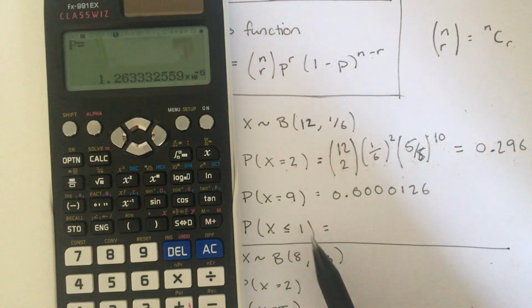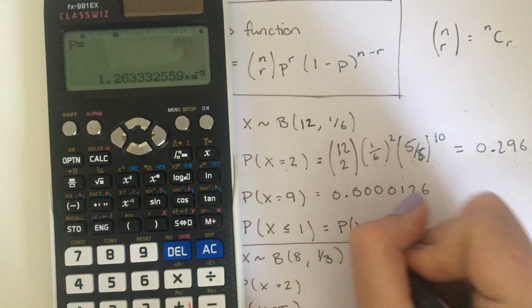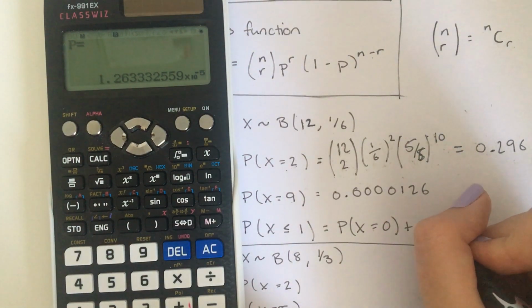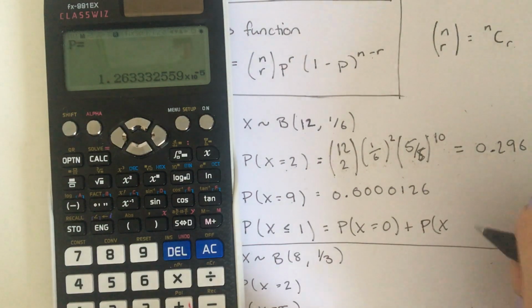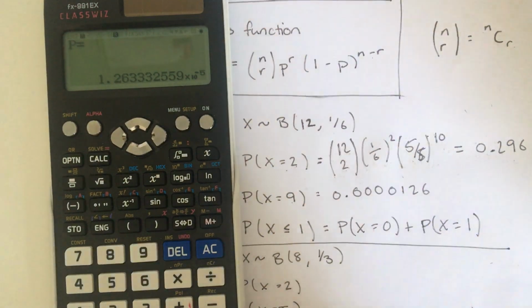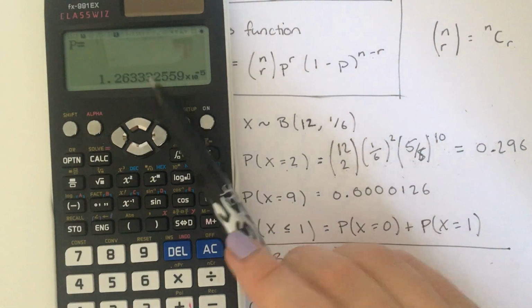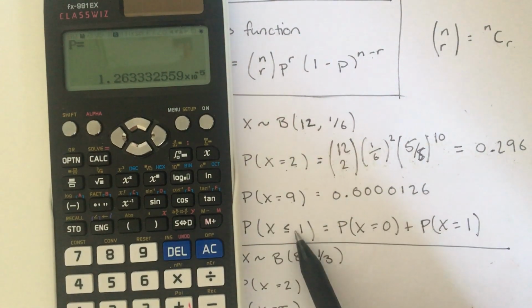If I wanted to work it out this way, then I would work out the probability that x is equal to 0, plus the probability that x is equal to 1. So you could work out these two things individually using this calculator method and then add those together. Also, your calculator has another function that will work this out for you.